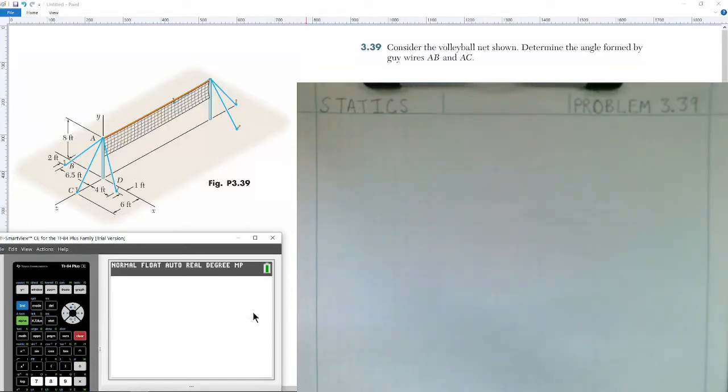Okay, guys, welcome to today's lesson in statics. Today we're covering problem 39 from chapter 3.